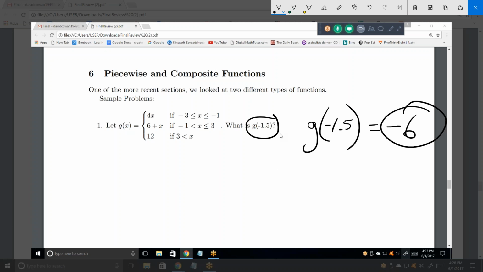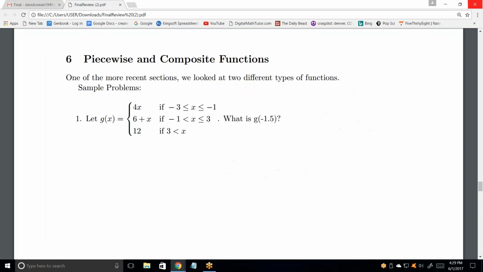Okay. So anyway, to figure out what g of some number is, first of all, you have to figure out which function you're dealing with. Are you dealing with the top, the middle, or the bottom? What would g of 4 be? G of 4 would be 6 plus x. Wait, no. It's 12, sorry. Good. All right.